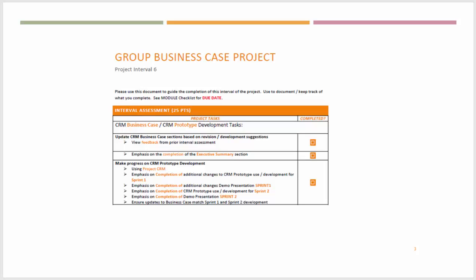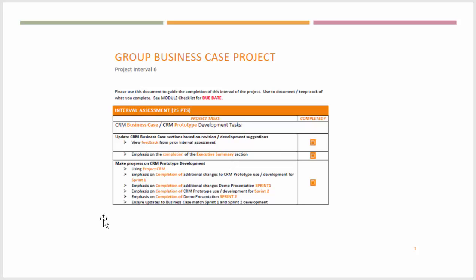In Interval 6, your project will be asked to complete the Executive Summary section. The Executive Summary section is essentially a one-page outline of the project in totality that can be shared with your leadership and executive teams. By this point of the project, you should have enough information to put into the Executive Summary and complete that section with this interval.